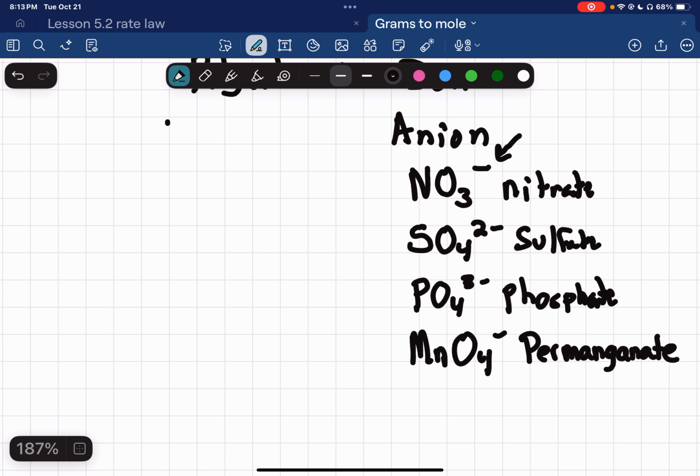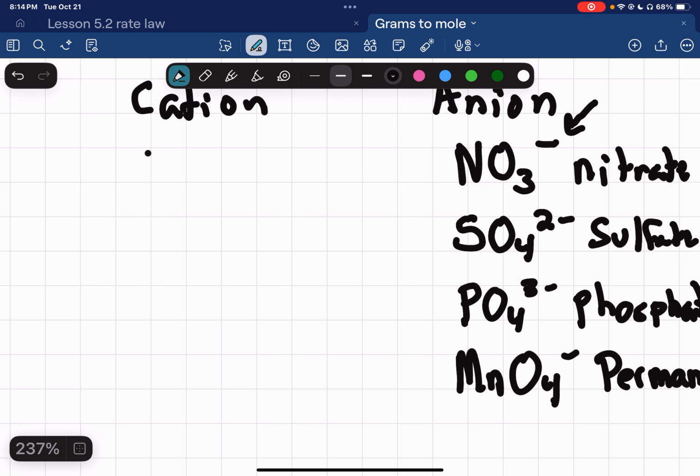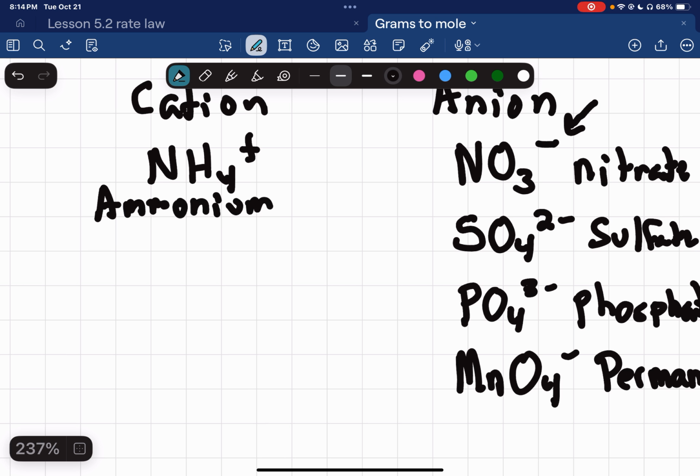Now, there's only really one cation that you'll have to memorize because you'll see it a lot. And that's this guy right here. We got a little bit of nitrogen with 4 hydrogens, and it gives us a positive charge by one. This is known as ammonium. All right. Ammonium is the only polyatomic cation you're going to see. So for our class, that's all you have to worry about.